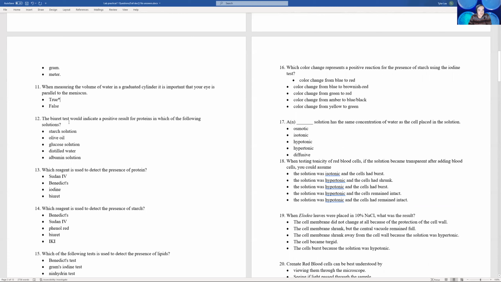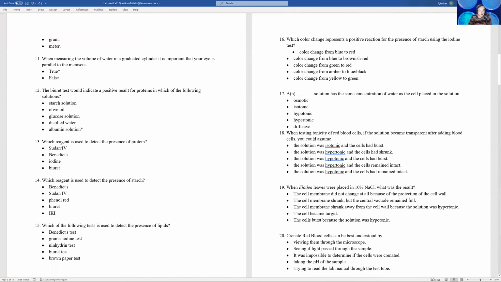A Biuret test would indicate a positive result for proteins in which of the following solutions? So Biuret test, testing for proteins, and then which one of these solutions has protein in it? Not starch. Starch would be polysaccharides. Olive oil would be lipids. Glucose would be monosaccharides. Distilled water has nothing in it, but albumin solution, albumin is a protein. So we would get a positive result for protein in albumin solution because albumin is a protein.